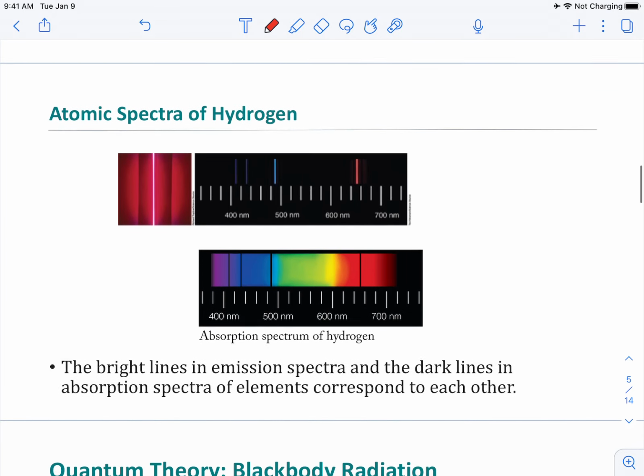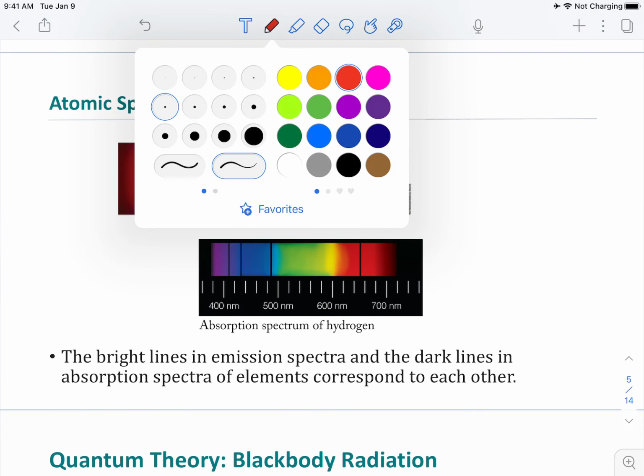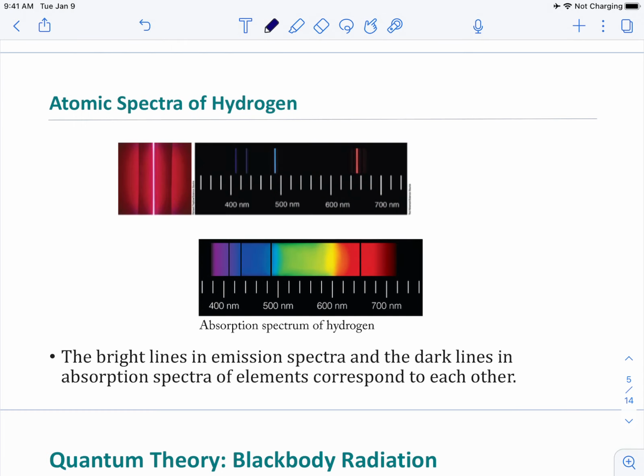Well, additional work was being done, and scientists were looking at things like excited atoms in the gas phase. And they noticed that, for particular elements, you would see bright lines in a spectrum. So if I excited hydrogen gas within a tube, it would give off light, and it would give off specific bands of light, frequencies of light.